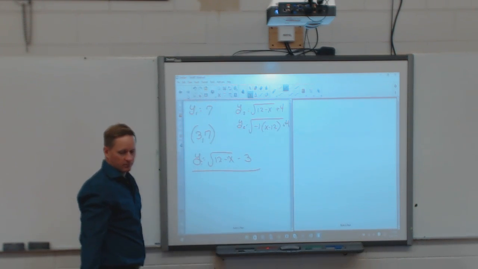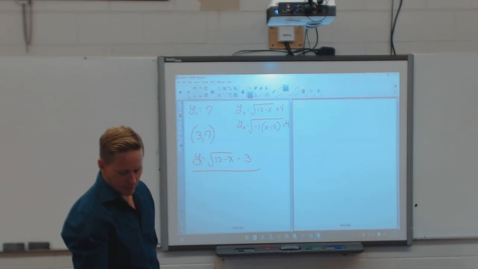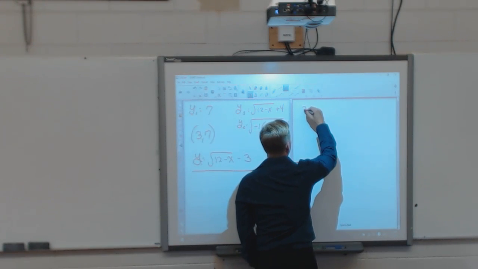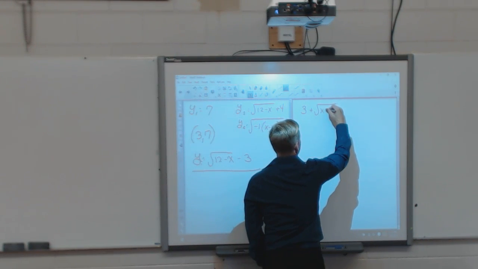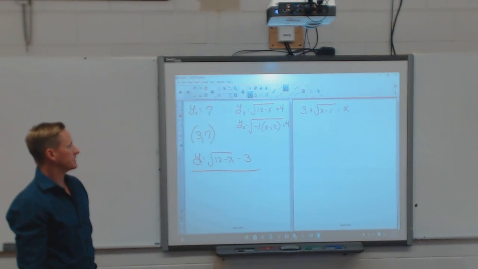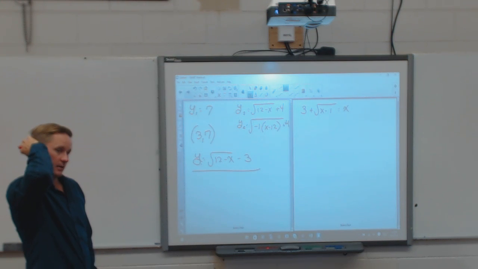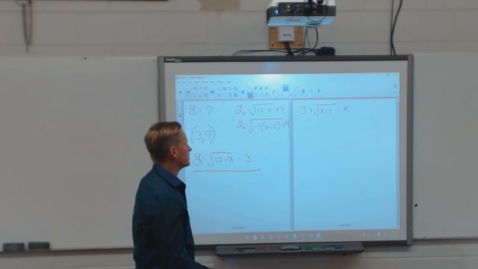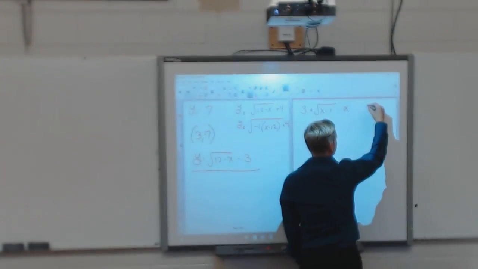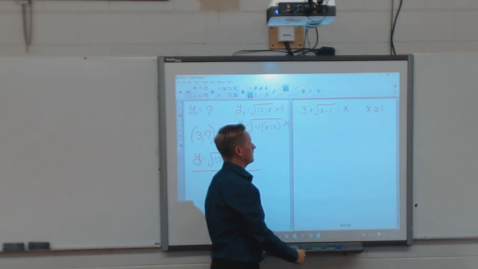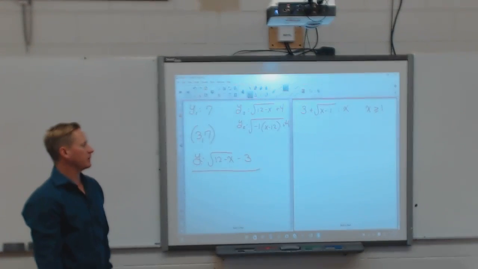Let's look at example 2. It says solve the equation 3 plus square root of x minus 1 equals x algebraically. It wants us to solve it algebraically. So this is actually a bit more, we did this again last year. Okay, so what's the first restriction that we have on there? X has to be greater than or equal to 1. Greater than or equal to 1, good job. So x has to be greater than or equal to 1, we know that.